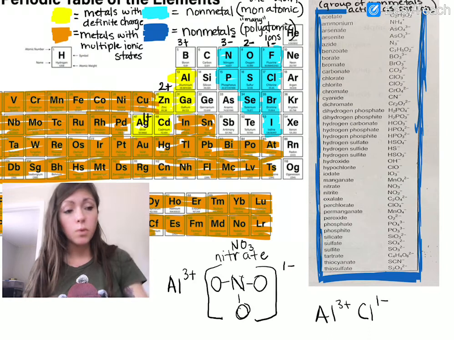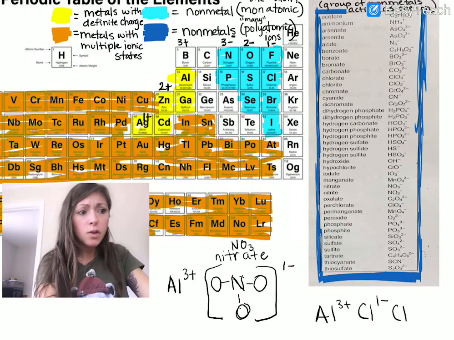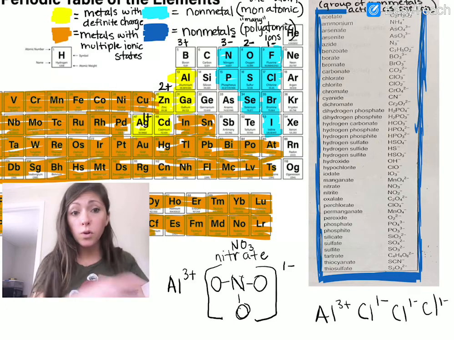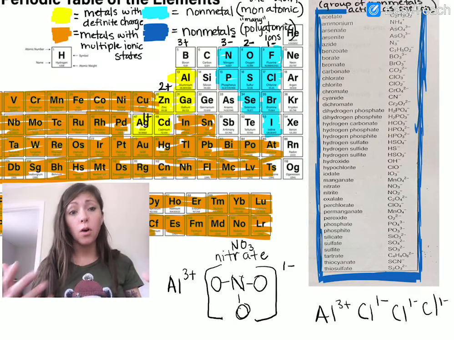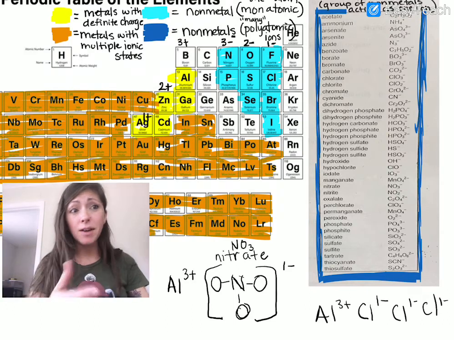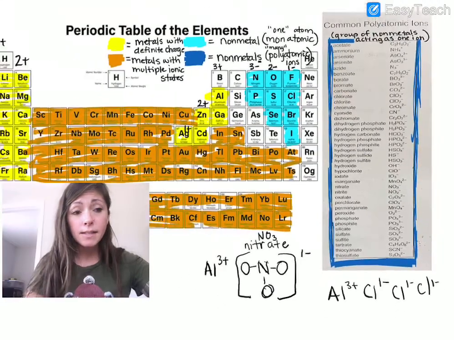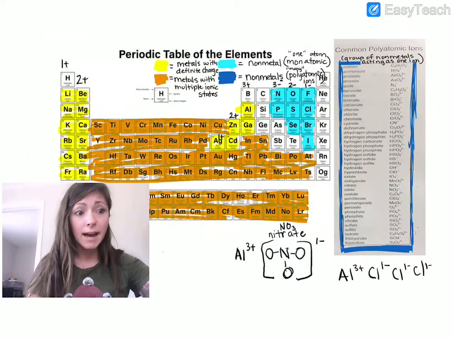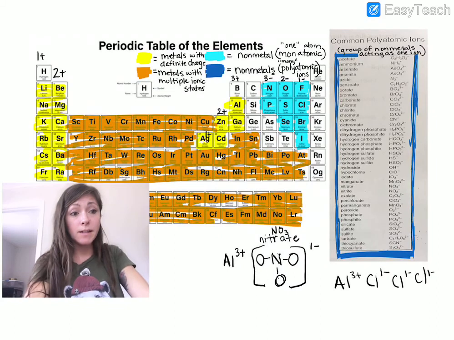So just like you would with the aluminum, you'd have to have 3 more chlorines, right, in order to make the compound overall chemically neutral. Same thing you got to do here, okay? In this instance, you're going to have 2 more of these nitrate ions.